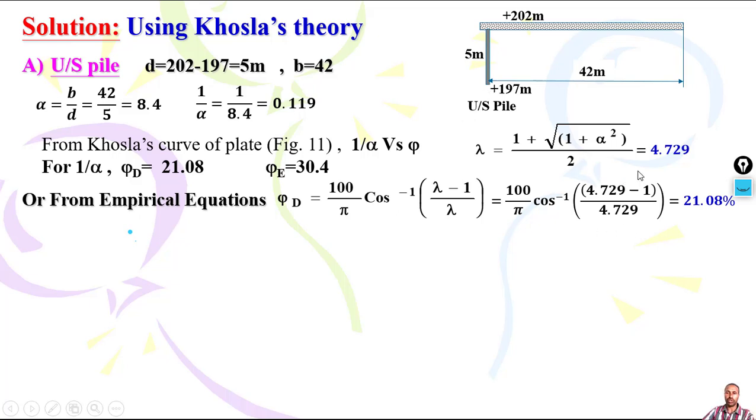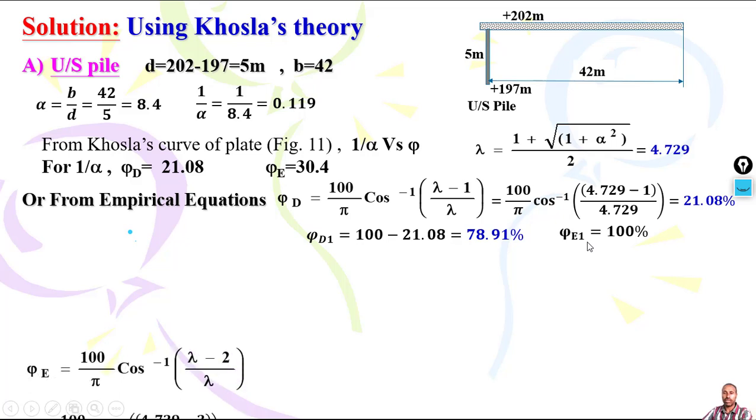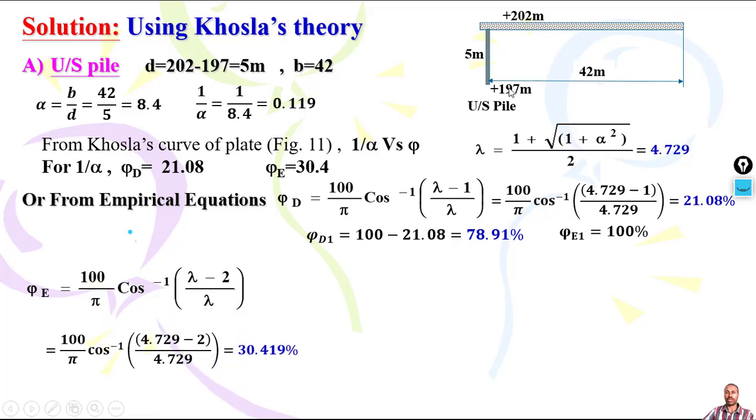So be careful on this one. It should be in radian measure, otherwise you will get the wrong answer. So this is in radian measure. I will show you the calculator. So phi D1 will be 100 minus this one, 100 minus phi D, which will be 78.91%. And phi E1 will be 100% already.